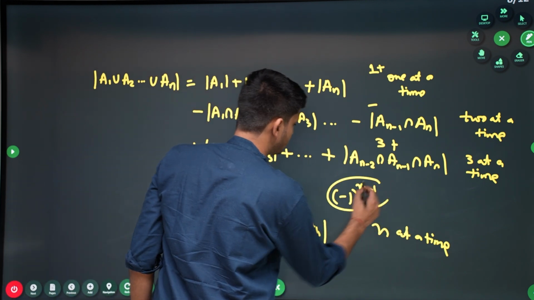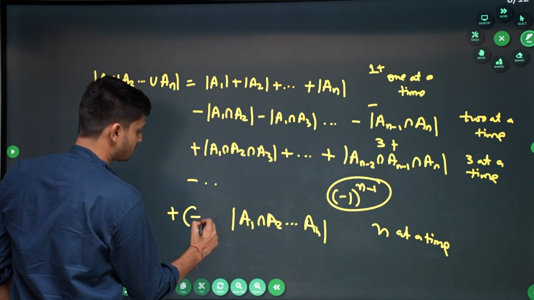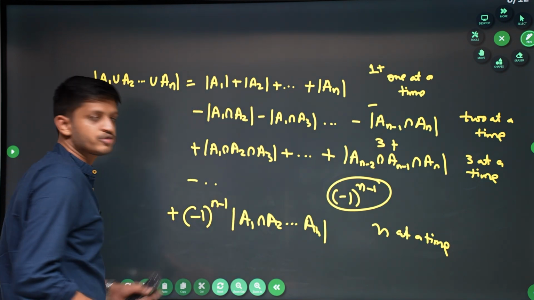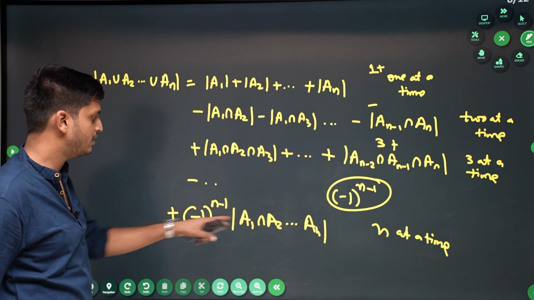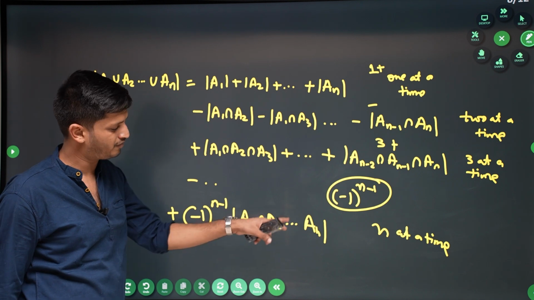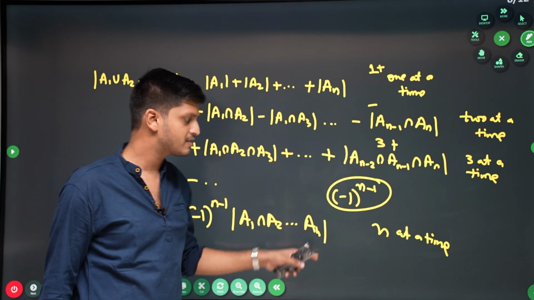So this is like the multiplication factor at the end. So the last term will be plus minus 1 to the power n minus 1. This will automatically adjust. If n is even, this will become a negative sign. If n is odd, it will become a positive sign. Okay, minus plus minus plus. So this is our last term.